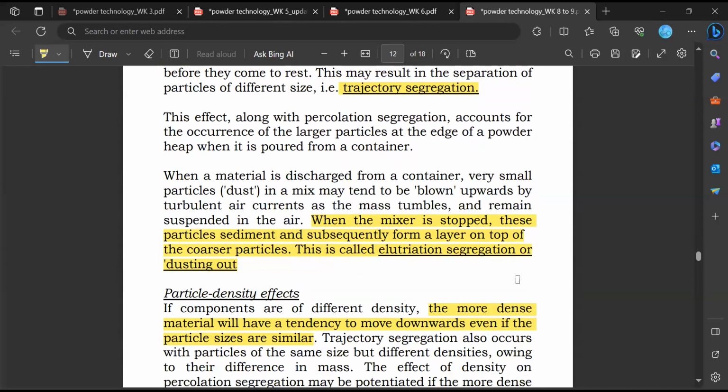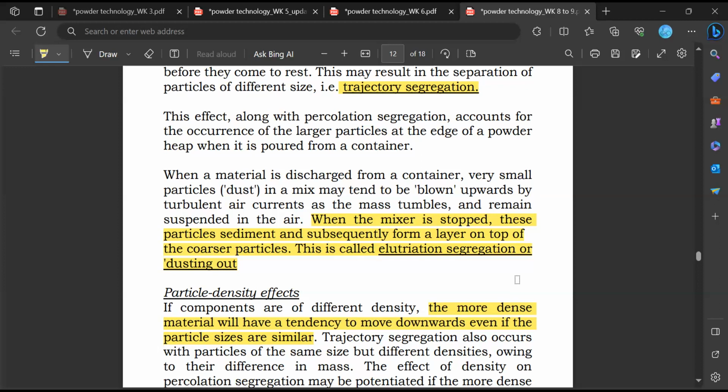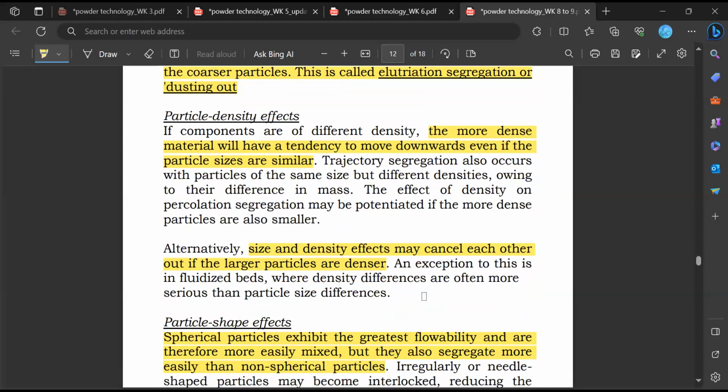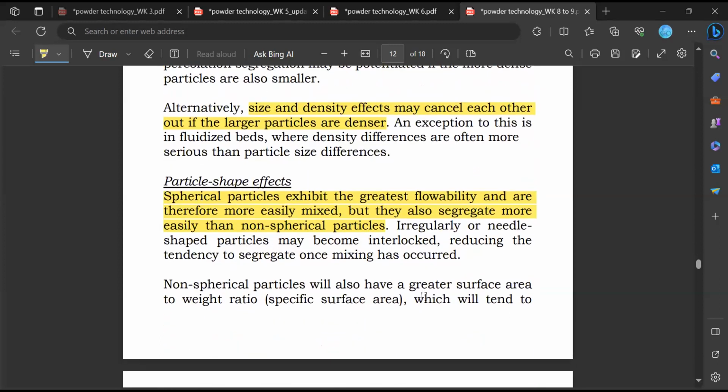And elutriation segregation is dusting out, where once you have stopped the mixture, the finer particles that are in the air will settle down and form a layer on top of the coarse particles. Then particle density effect, where if it's more dense, it will move more downwards, but it's usually cancelled out by the size of the particle. And the last one is particle shape effects, where spherical particles tend to segregate out more compared to irregular particles, which usually interlock with each other.